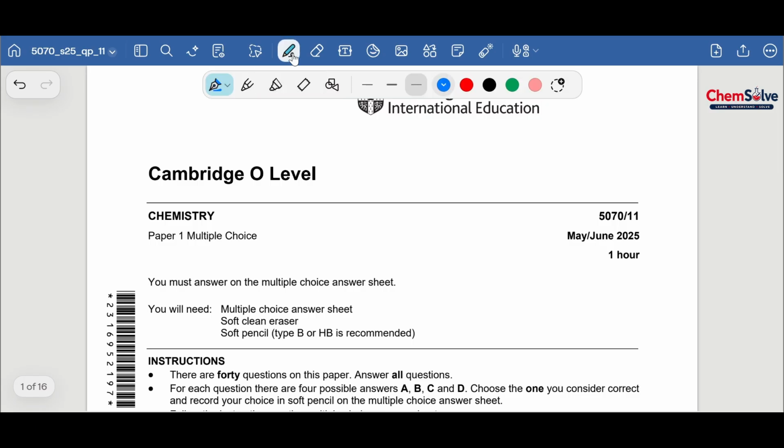Today we are going to solve paper 5070 variant 11. This is May June 2025 multiple choice. So let's start the paper.